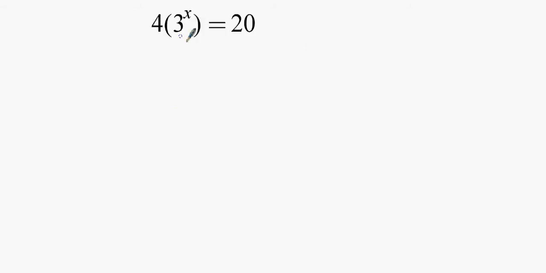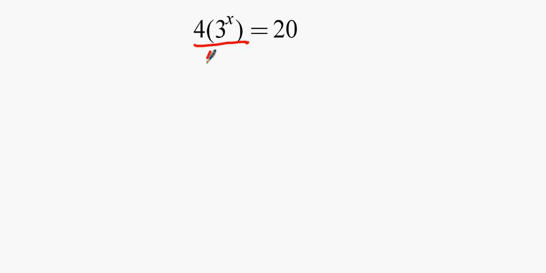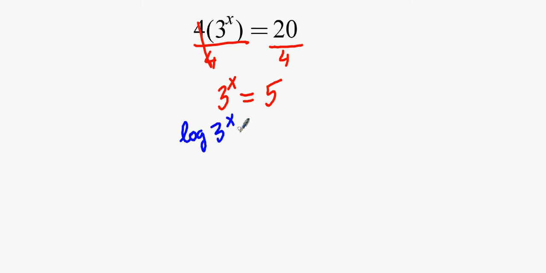Next one. Now we have 4 times 3 to the x equals 20. First thing I'm going to do is divide by 4. Let's get rid of it here. Then I have 3 to the x equals 20 divided by 4 is 5. There's no way to write 5 as a power of 3, so I'm going to have to take log of both sides. So log of 3 to the x equals log 5.